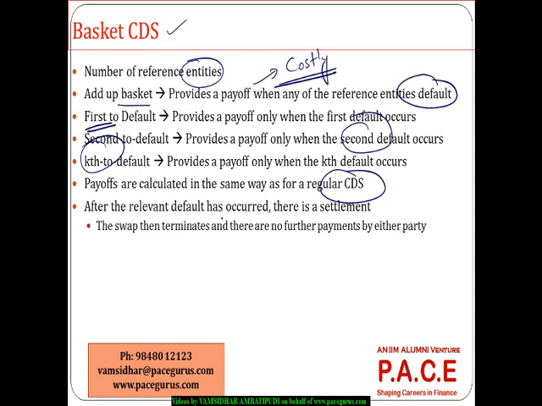Whenever the default has occurred, the settlement will happen and the swap terminates. So none of the parties need to make any further payment. The CDS buyer need not pay the premiums and the CDS seller need not pay any protection amount once the kth to default swap is settled.